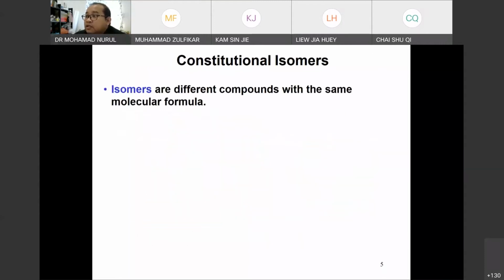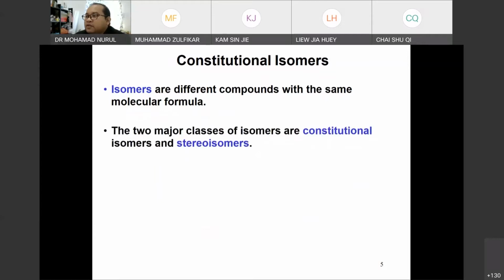Constitutional isomers, we already learned about alkenes, and about constitutional isomers in chapter 1 also. Isomers are different compounds with the same molecular formula. There are a lot of types of isomers, but there are two major classes of isomers: the first one is constitutional isomers, and the second one is stereoisomers.